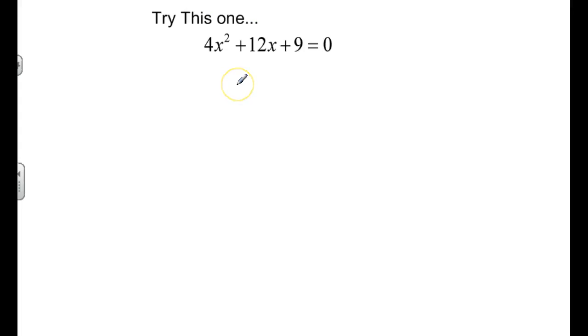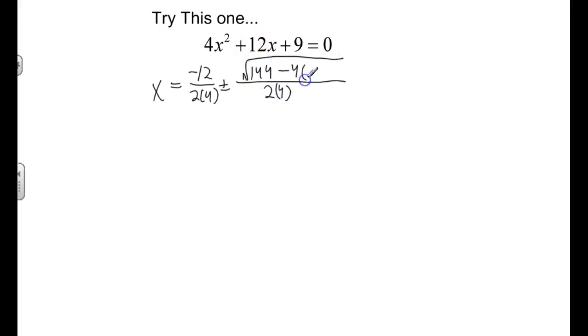Let's try this one. This is kind of interesting. Again, we're going to go x equals the opposite of b, so negative 12, over 2 times a, which is 4, plus or minus, and this is over 2 times 4 also, the square root of b squared. Again, I like to write just b squared, which is 144, minus 4 times 4 times 9.